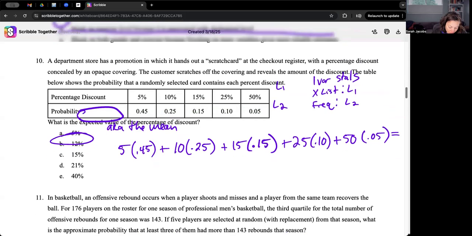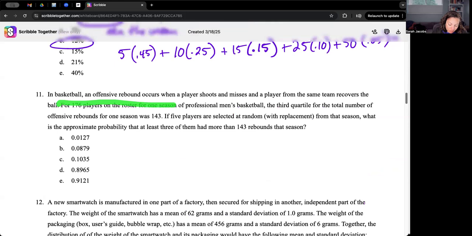Okay, onward. In basketball, an offensive rebound occurs when a player shoots and misses, and a player from the same team recovers the ball. For 176 players on the roster for one season of professional men's basketball, the third quartile, so the 75th percentile, for the total number of offensive rebounds for one season was 143. If 5 players are selected at random with replacement from that season, what is the approximate probability that at least 3 of them had more than 143 rebounds that season?